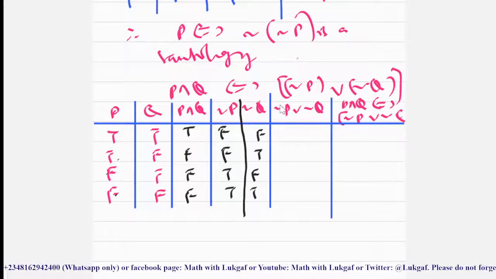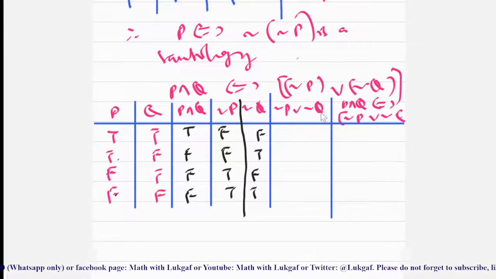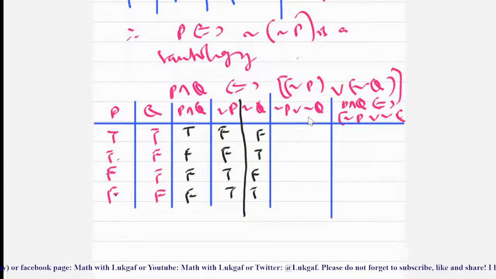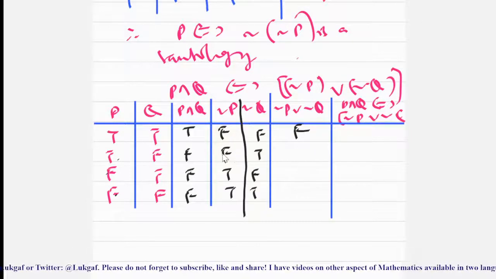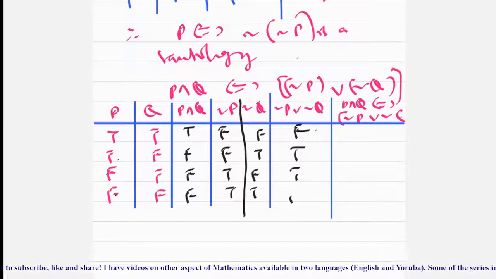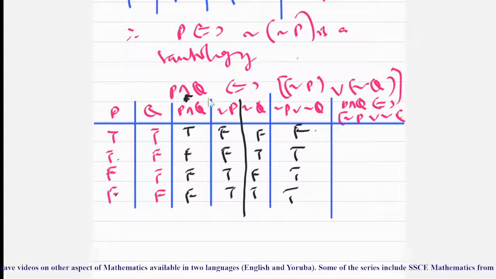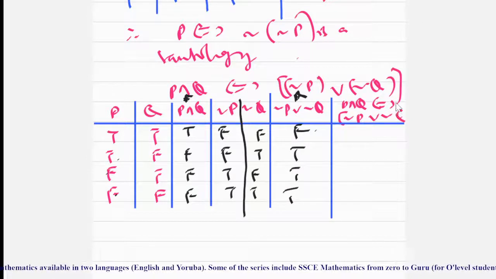Then you can find negation P or negation Q. And what is that? You can only have false if both are false. Otherwise, they are going to be true. So false or false is going to be false. False or true, true, true, true. I hope you understand. And then we want to marry this guy now with this guy with if and only if. And don't forget if and only if.